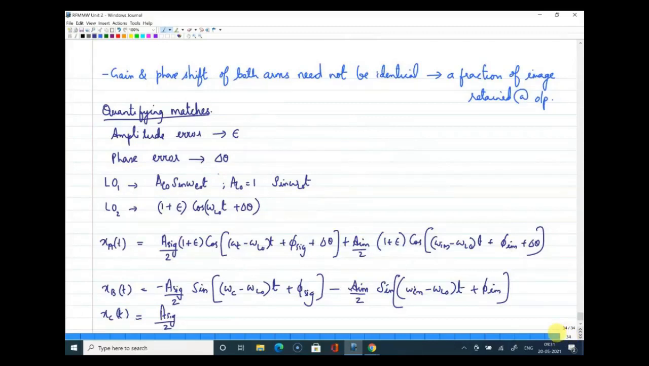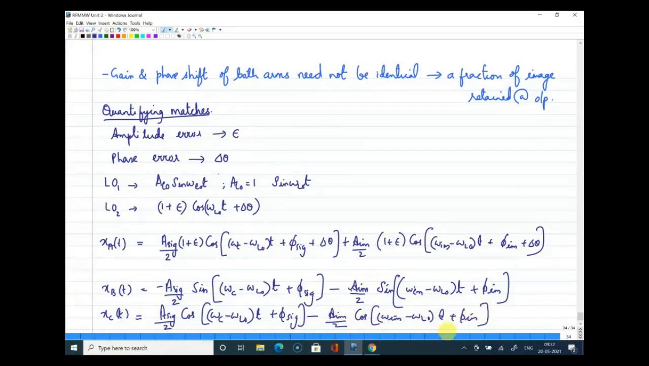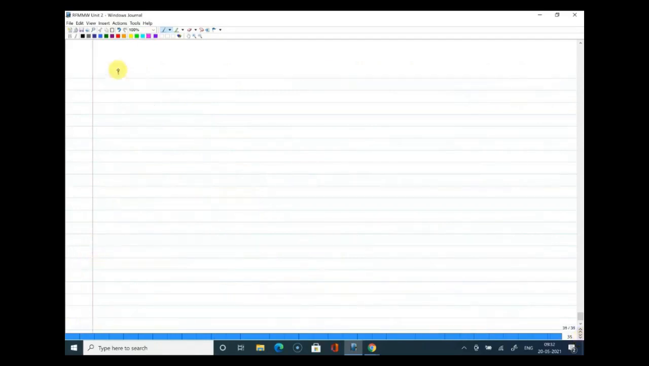So it is cos of the 90 degree phase shift applied to this B. It is omega C minus omega LO into T plus phi signal, minus A image by 2 into cos of omega im minus omega LO into T plus phi image. All right. So this is the phase shift applied to this, and finally what we are going to add to get the intermediate frequency signal is this xa of t and xc of t. If I write that, my IF signal is equal to xa of t.